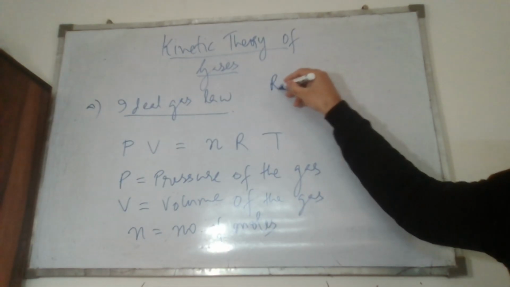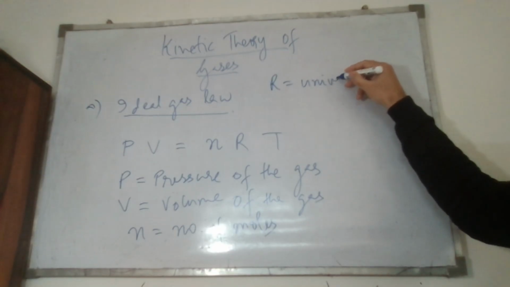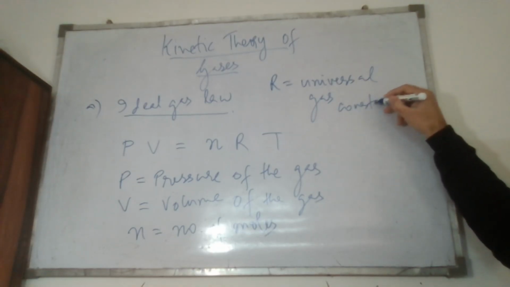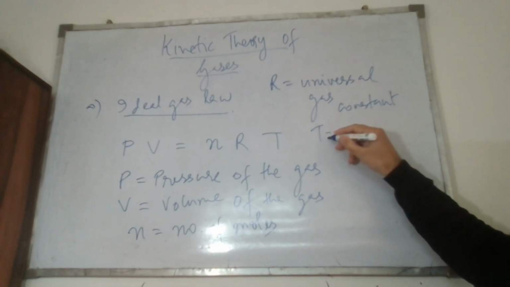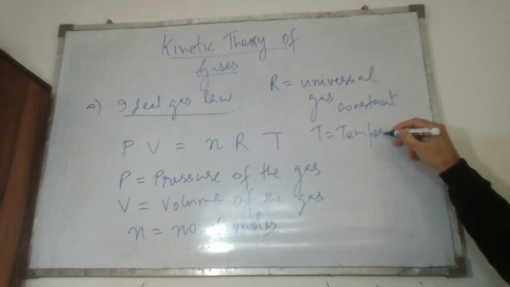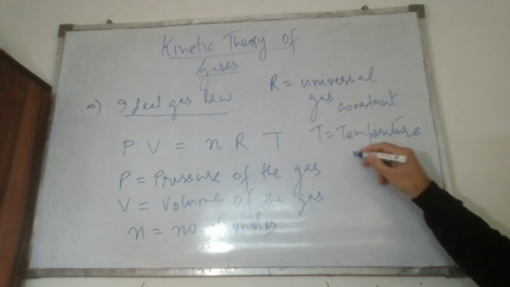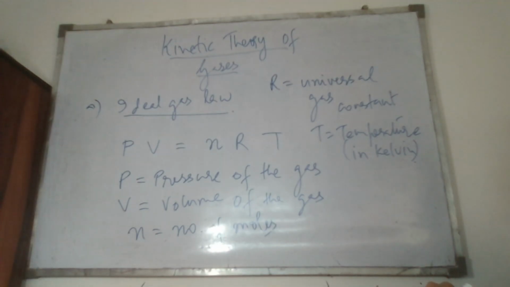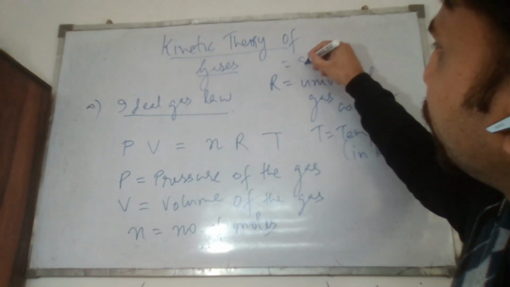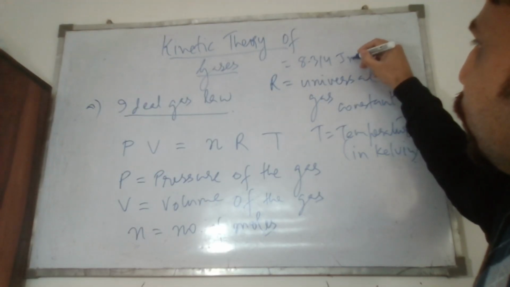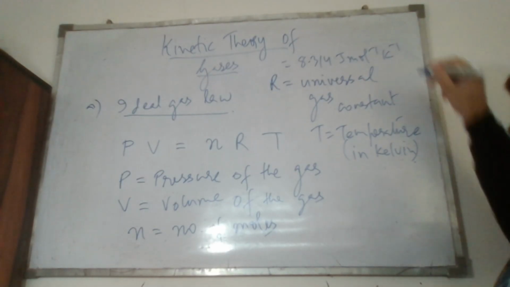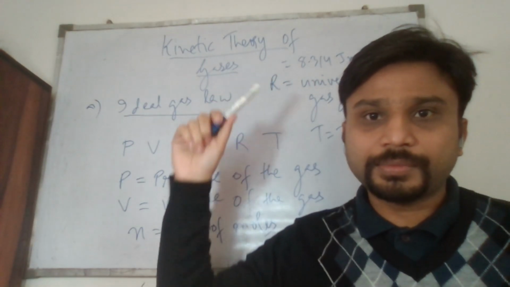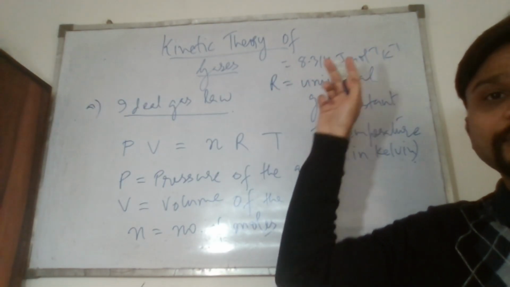Then R is called the universal gas constant, and T is temperature in Kelvin. The value of R is 8.314 joule per mole per Kelvin. This is an experimentally calculated value.